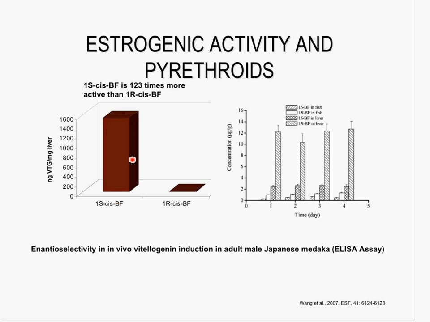Not only was the estrogenic activity interesting, but also from a bioaccumulation perspective, the 1S is eliminated more rapidly than the 1R. The 1R accumulates more in the liver and in the whole animal. So there seems to be not only a stereoselectivity in terms of response, but also in uptake. And if you recall, bifenthrin was one of the hits that we were getting in those samples.